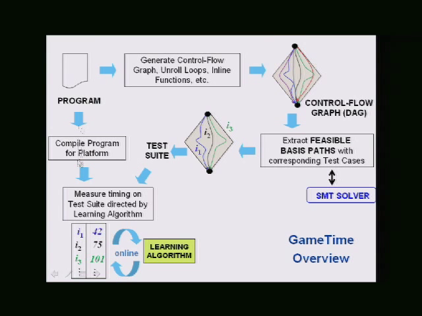Okay, and so the setup is that the name GameTime comes from the fact that we think of the platform as an adversary, and it's a game between the tool and the platform. So it's an area of machine learning known as game theoretic online learning. That's a quick overview of GameTime, and you can do a lot of fun things with it. You can even predict distributions of execution times and so forth.